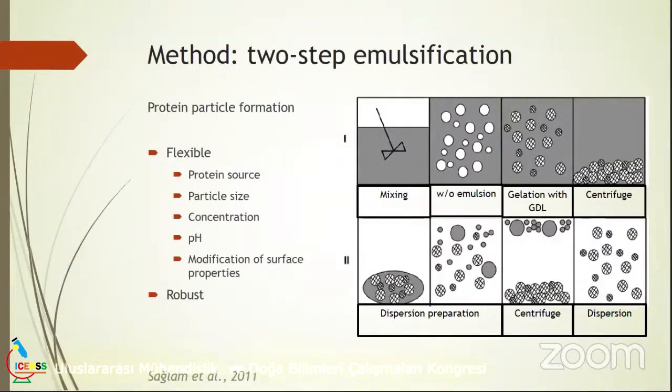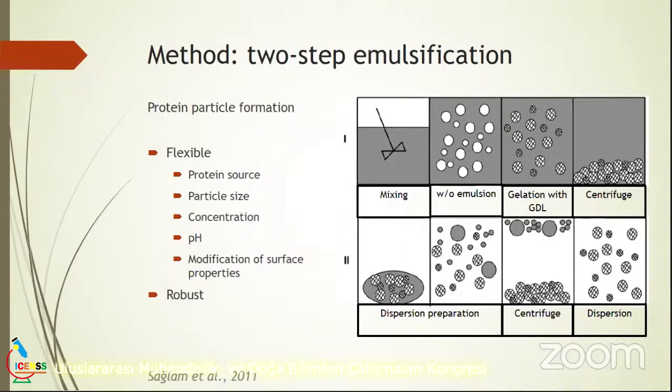This is the method that I have used in the protein particle formation in the preparation of sodium caseinate particles, namely the two-step emulsification method, which is a flexible, robust, and relatively new method actually. In the first step, we have used an oil phase, and in the second step, we have used a surfactant phase. Firstly, we have mixed the sodium caseinate protein solution and dispersed it in an oil phase, and created a water in oil emulsion.